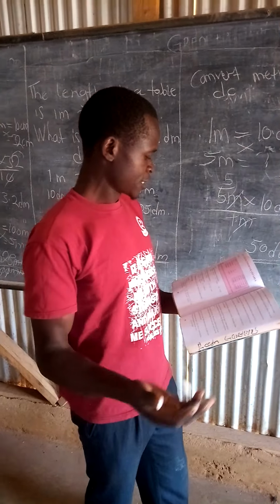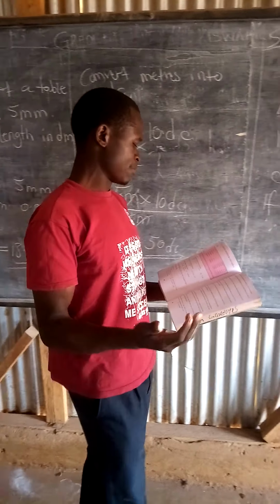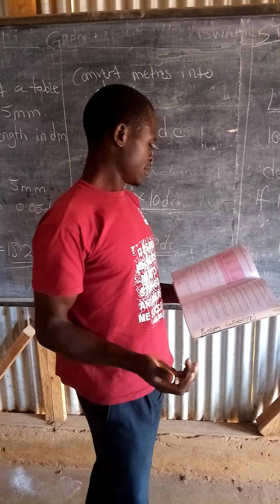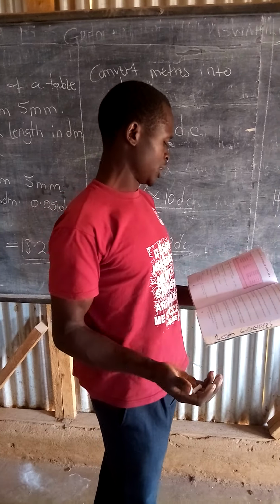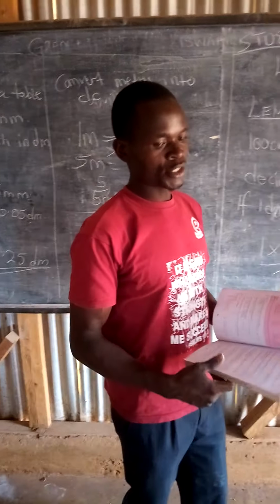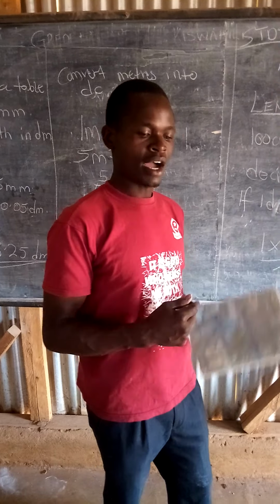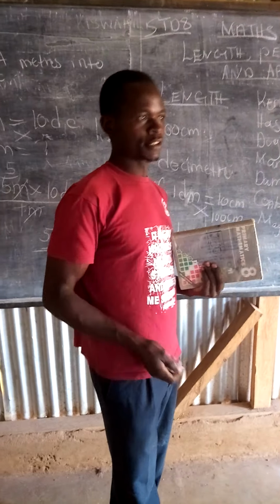So after this, you will look at exercise number 59. Then do the assignment now, from number 2, 3 up to number 4. Ensure the work is done. I'll mark the books after this holiday. Thank you.